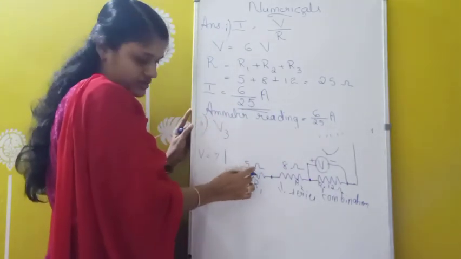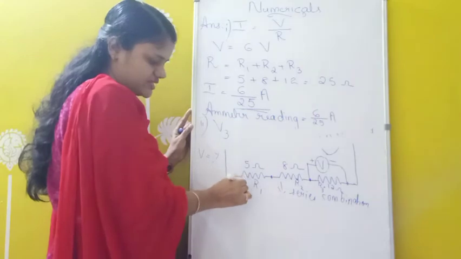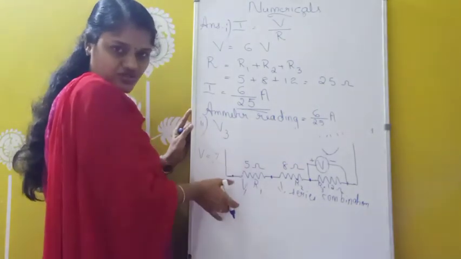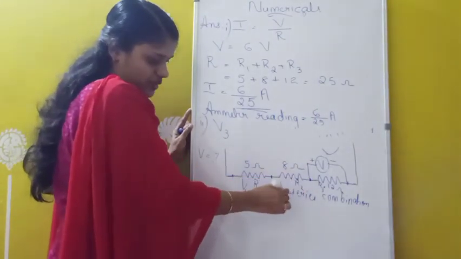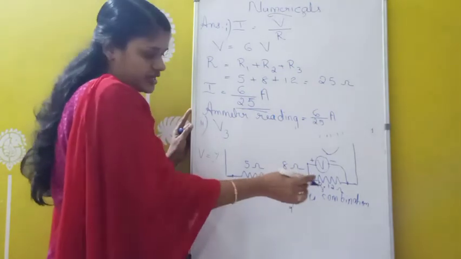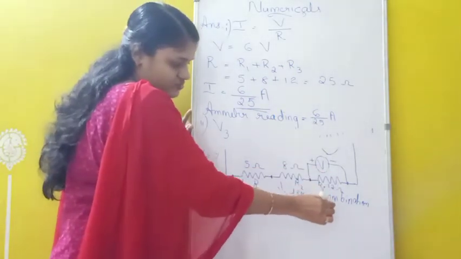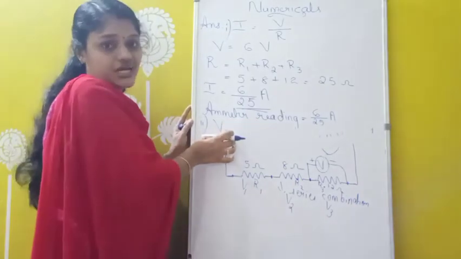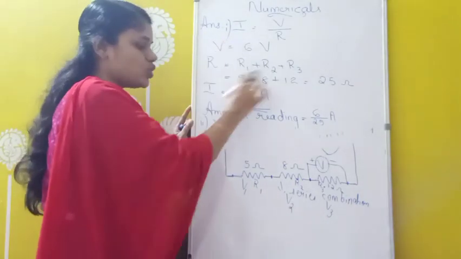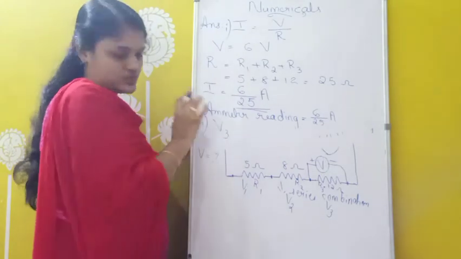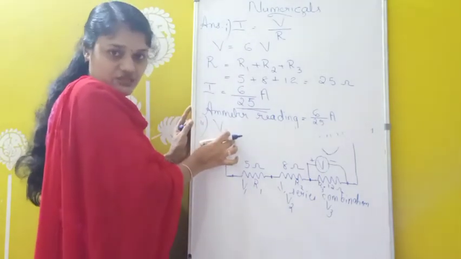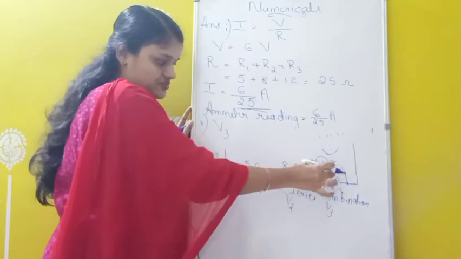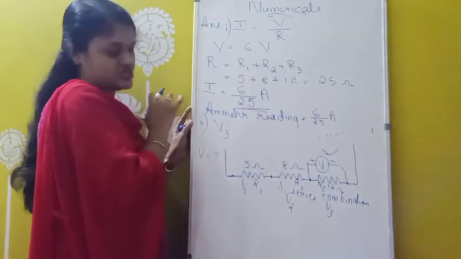Suppose I am taking the potential difference across this 12 ohm as V3. Here we have R1, so the potential difference across R1 I am taking as V1, which is not needed for this problem. For R2 I am taking the potential difference as V2, and similarly for R3 as V3. But if I keep V itself, we will get confused, because V indicates the total potential difference, that is 6 volt. And V3 I am representing the potential difference across this 12 ohm resistor.